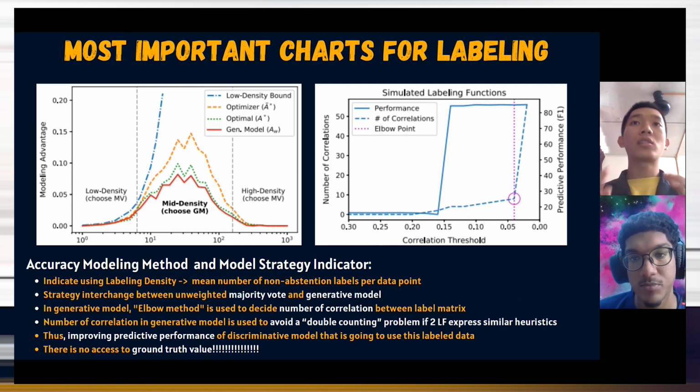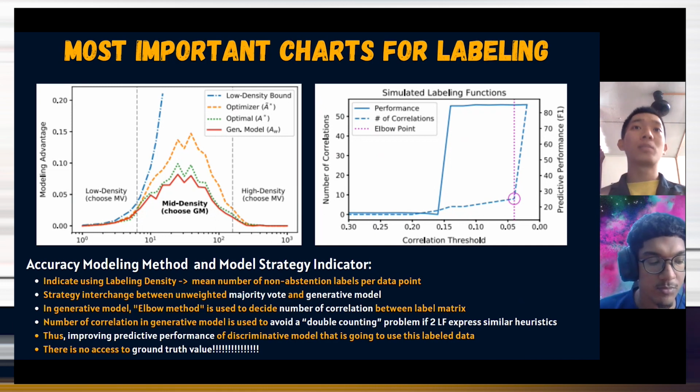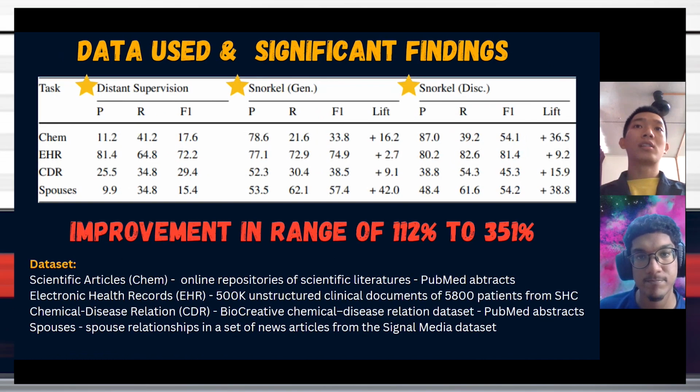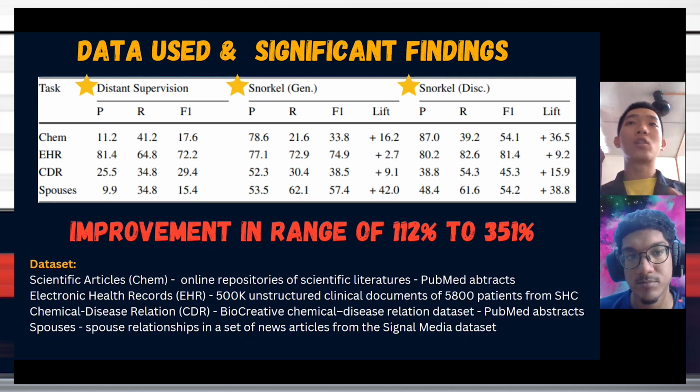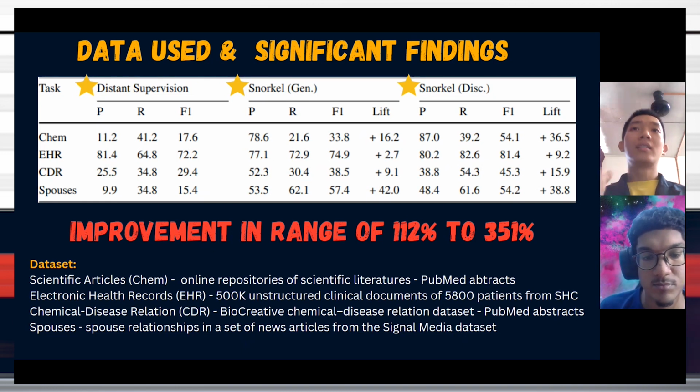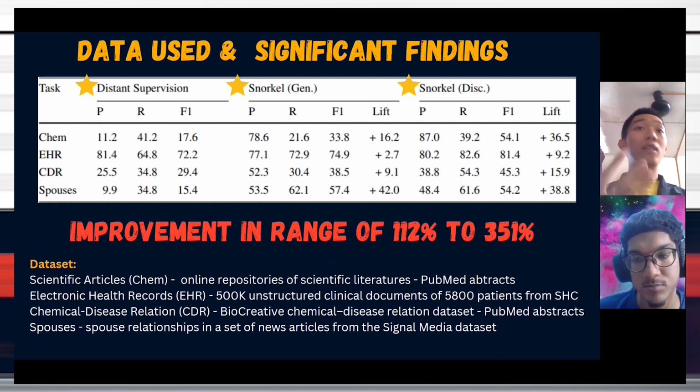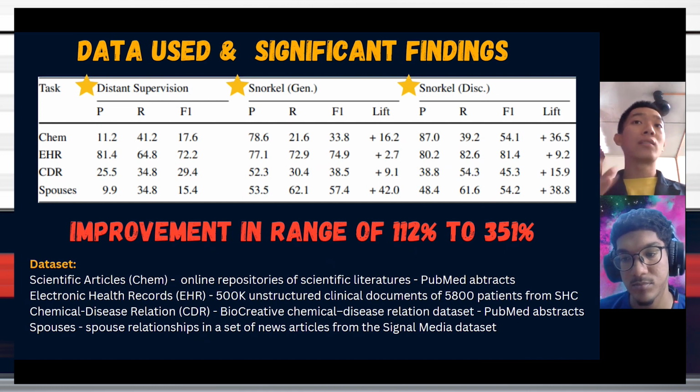In the generative model, another question arises when choosing the number of correlations between the source labels. Using the ARBO method as shown in figure 2, you may optimize the correlation threshold. The datasets used in this research are scientific articles, electronic health records, chemical disease relation, and also the spouse signal media dataset. This table compares the accuracy of conventional data labeling methods, output from the generative model and output from the discriminative model after using probabilistic labels from the generative model. It is clear that there is an improvement of 112% to 351% in a range of 2.7 to 42 F1 score.